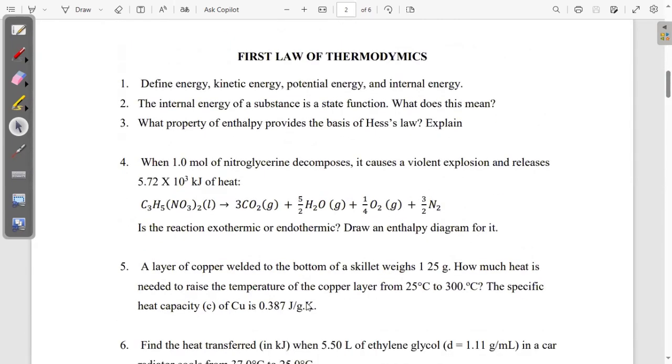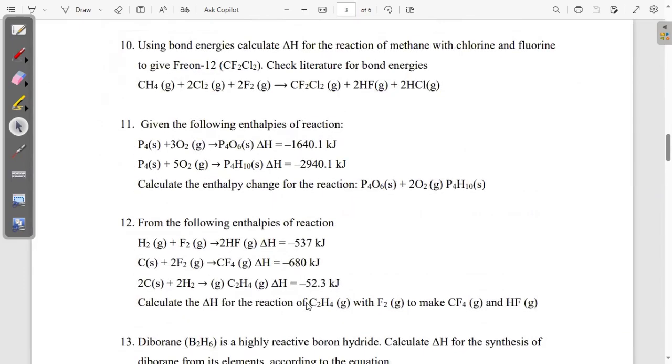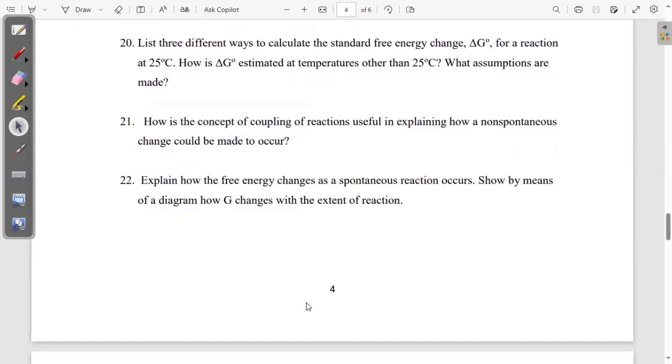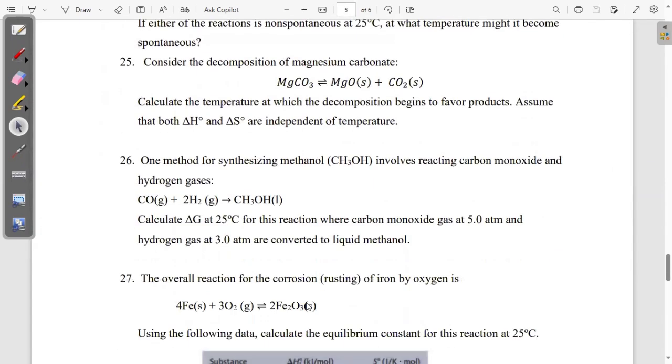You can see here we have questions on the first law of thermodynamics. We have a lot of questions in this tutorial sheet. All these are the questions that we are going to solve.